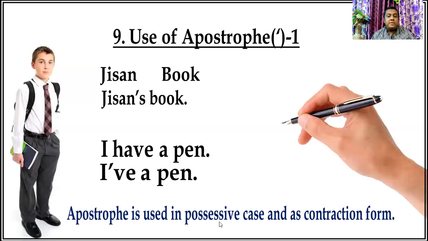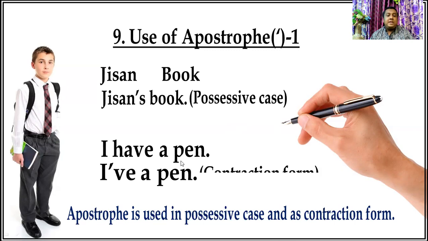Apostrophe is used in the possessive case and as a contraction form. We have to use apostrophe in contraction: I'll, I can't. So apostrophe is used as contraction. Jisan's book is a possessive case and I've is a contraction form.